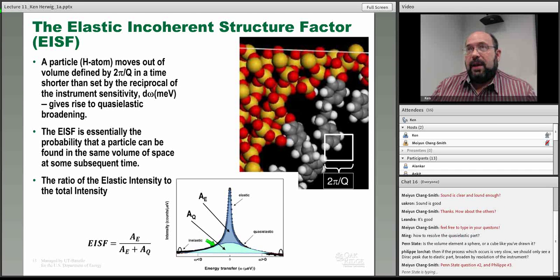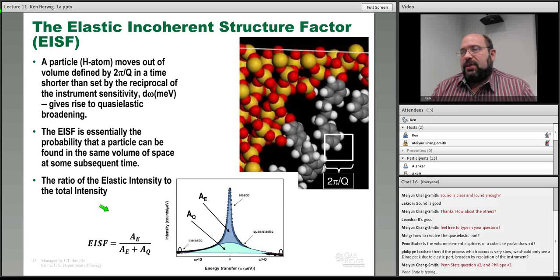So let's say we have a resolution function that's 100 microvolts, which is not atypical of quasi-elastic scattering. In that case, you're sensitive to motions faster than, let's see, a few tens of picoseconds, or a few picoseconds. So if the hydrogen atom were to move out of that box on a time scale faster than a few picoseconds, or maybe 10 picoseconds, you would get a quasi-elastic component that you could resolve on the instrument you were using. If not, then all the intensity is going to show up in the elastic component.